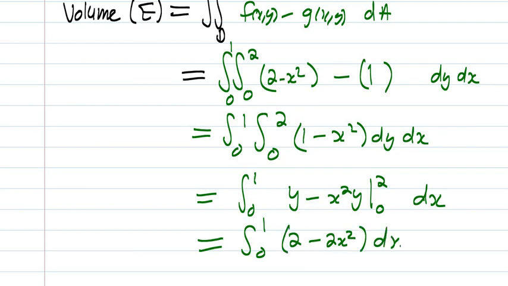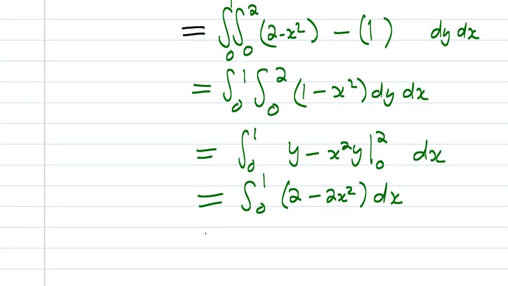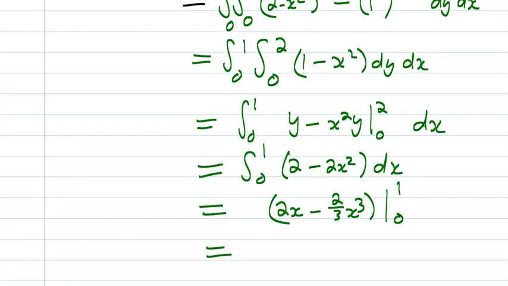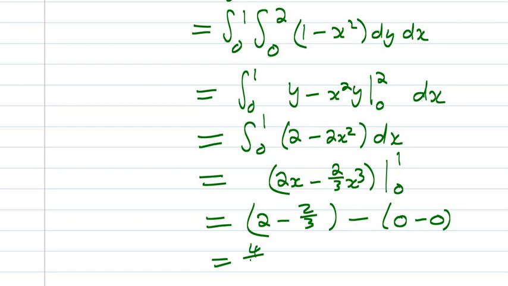So the double integral converts into the single integral. And now we continue. The integral of 2 is 2x, and the integral of that term becomes 2/3 x cubed. And we use the FTC, and so by plugging in 1, we get 2 minus 2/3. And if I plug in 0, I get 0 minus 0. And if I simplify this, I get 4/3 cubic units. And so this is the volume of the solid.